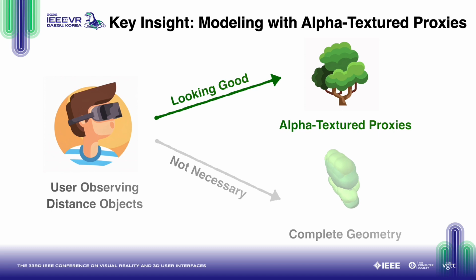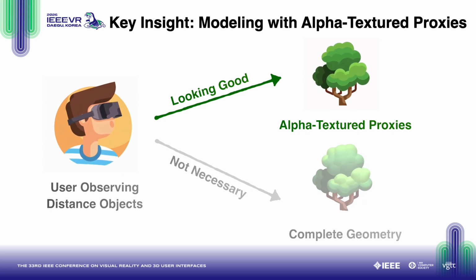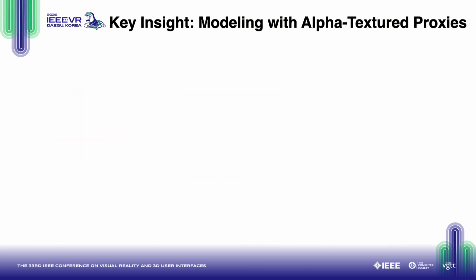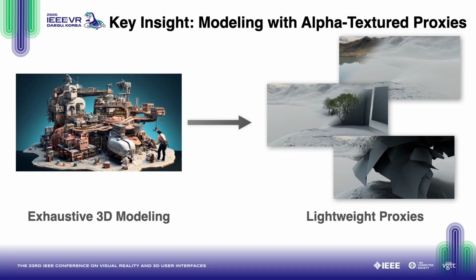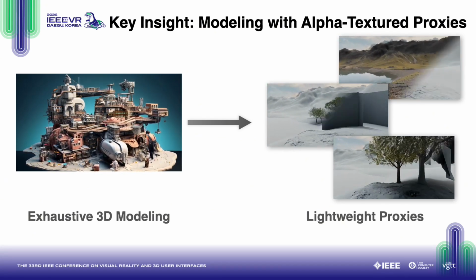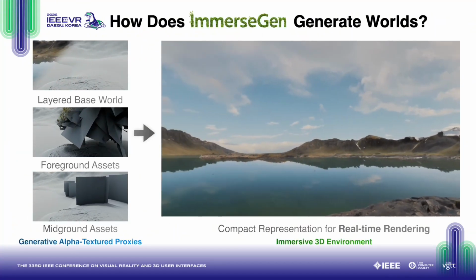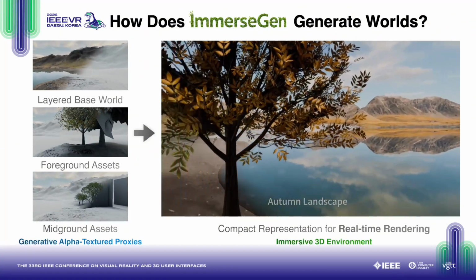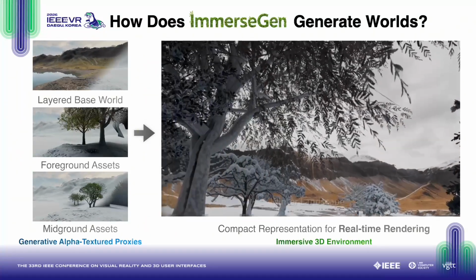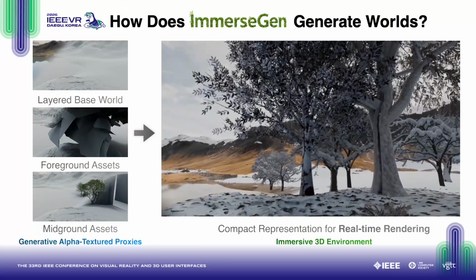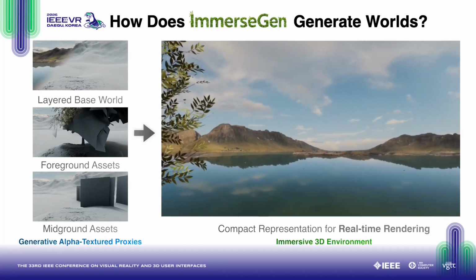Distant objects, for example, can be effectively represented using alpha-textured proxies like billboards or alpha cards, which are much easier to synthesize. To this end, we redefine the complicated world modeling task by generating delicate alpha-textured proxy assets from low-poly templates. ImmerseGen creates panoramic 3D worlds from input prompts by generating compact alpha-textured proxies through agent-guided asset design and arrangement. Our generation pipeline alleviates the reliance on rich and complex assets while ensuring diversity and realism of the scene, which is tailored for immersive VR experience.